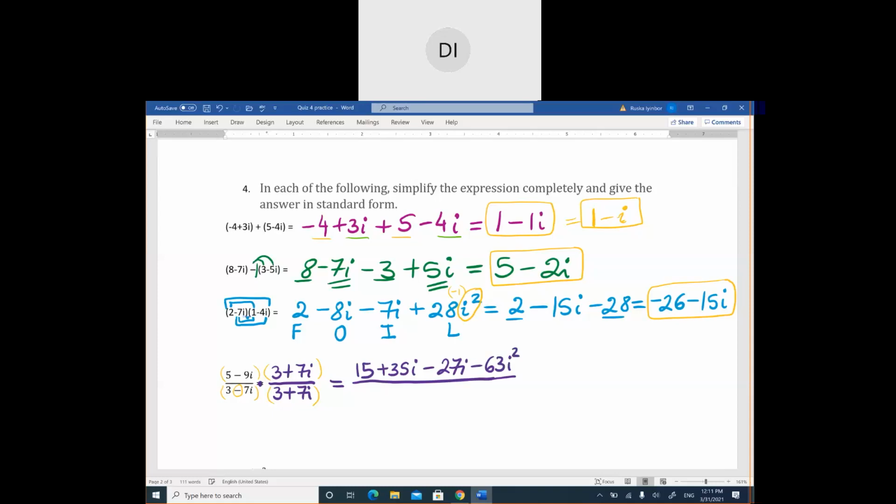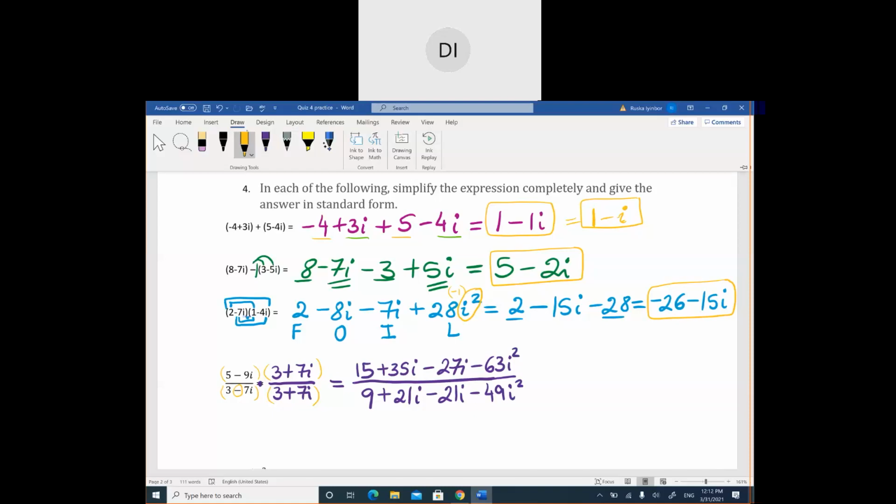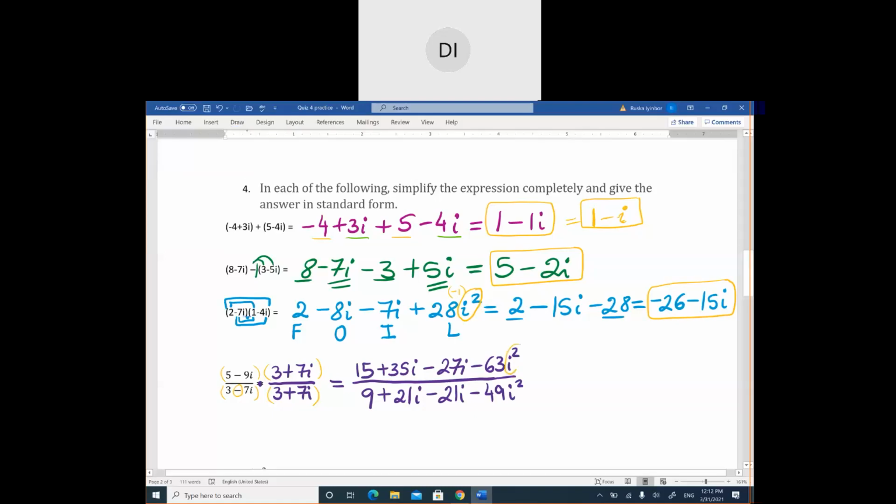Then in the bottom, you have to do the same. FOIL. 3 times 3 is 9. 3 times 7i is positive 21i. Then the inside terms are going to give me negative 21i. And then when I multiply the last two, it's going to be negative 49i squared. Okay, so what do I do next? I need to replace the i squared with negative 1, right? Whatever you see i squared, you replace it with negative 1.